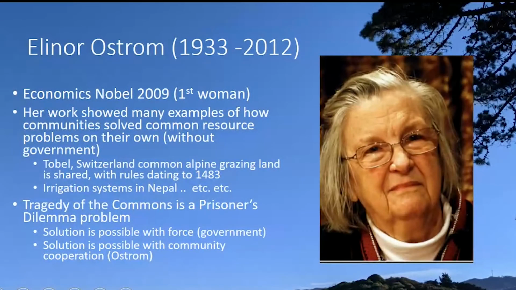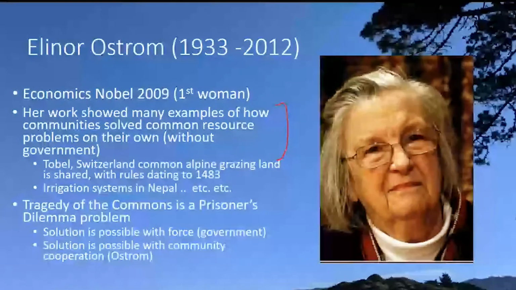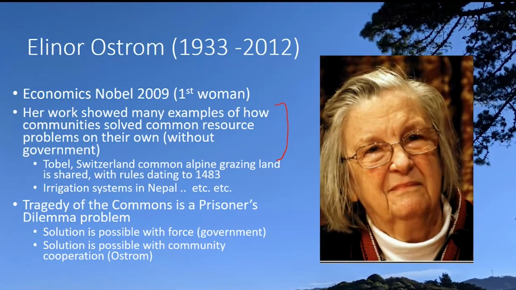Now, I want to turn your attention to another economist. Her name is Elinor Ostrom, lived from 1933, died in 2012. And she was the first woman Nobel Prize winner in economics in 2009. Now, she won the Nobel Prize for the following work. Her work showed many examples of how communities themselves solved common resource problems completely on their own and without the government intervening in any way.